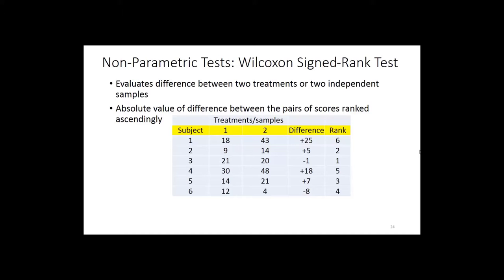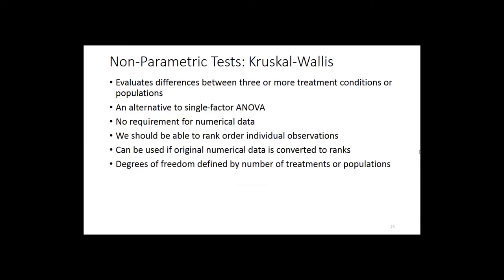So in the Wilcoxon signed rank test, we compare the differences between two treatments or two independent samples. The absolute value of the difference between the pairs of scores will be ranked ascendingly, and then based on those ranks, we compare the proportion of high and low ranks among the overall ranking. If there's no difference between the two groups, then the members of the two groups or two observations should be distributed all over.